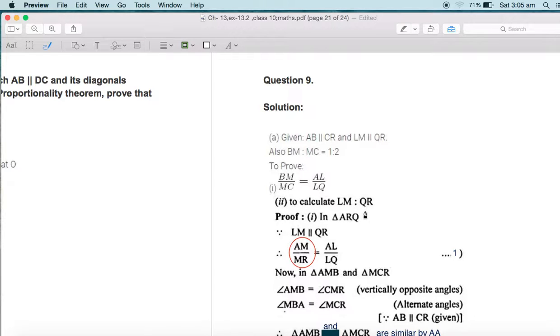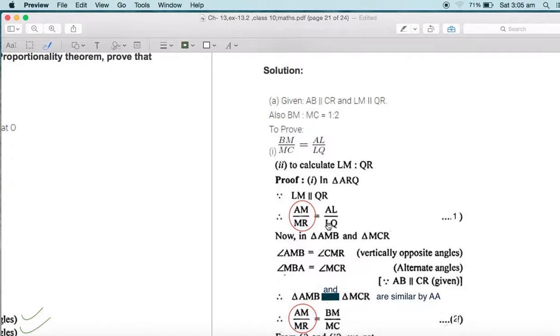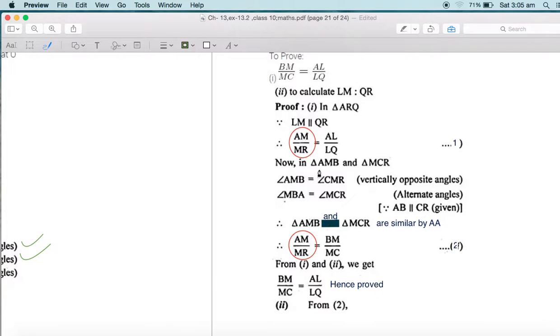Now to proceed with it, I'll start firstly with the first part, of course. In triangle ARQ, please look into your books again. I'm repeating, in triangle ARQ, what do I know? LM is parallel to QR. These two sides are parallel, it is given. Now, if these two sides are parallel, my dear students, apply BPT. Which result are you applying? You are applying BPT.